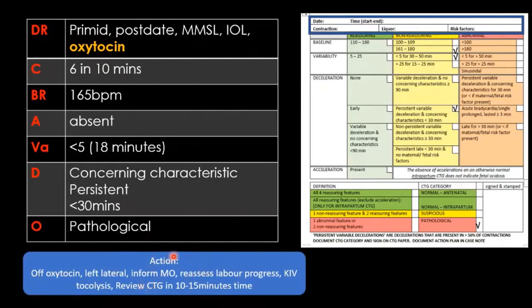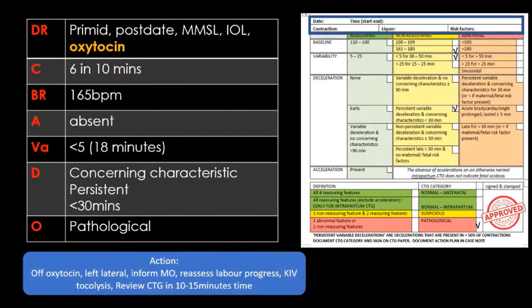You need to reassess the labor progress, meaning that you need to palpate the abdomen, you need to do a VE, and also you need to monitor the mother's vital signs. Probably you might need to tocolyse her if the contraction persists at 6 in 10 and the CTG is abnormal, and you have to closely monitor the CTG.